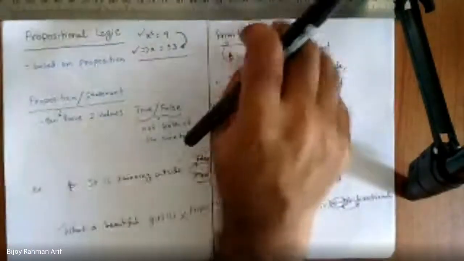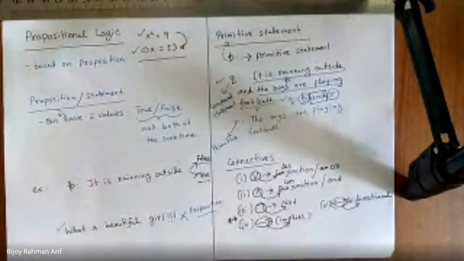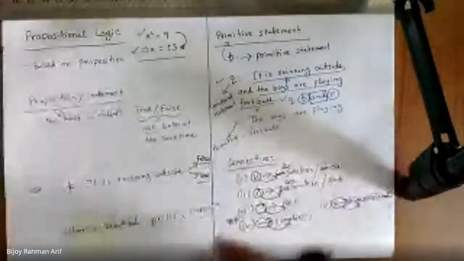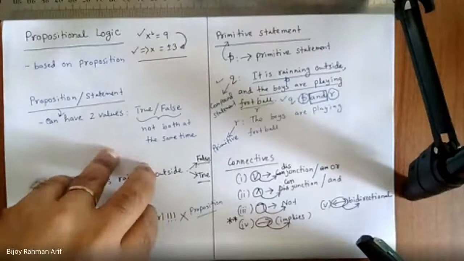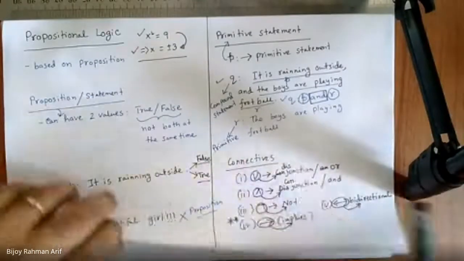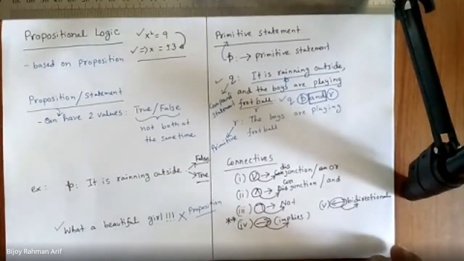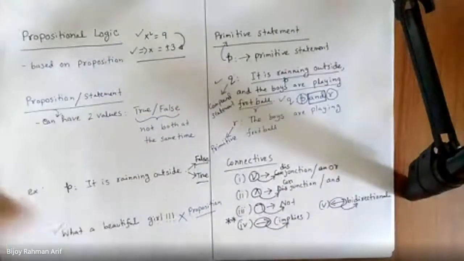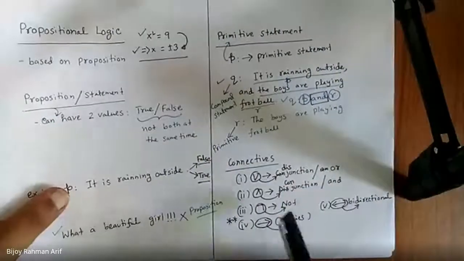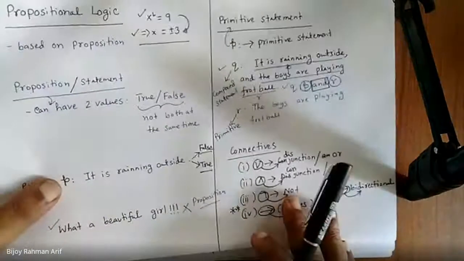All right, guys. So last class we started propositional logic. We gave a brief introduction: what is propositional logic? We talked about proposition and statement, then primitive statements, and finally connectives. Connectives are the way of joining two or more primitive statements. Then we talked about truth values and truth tables, and we saw the truth tables of these 5 connectives.